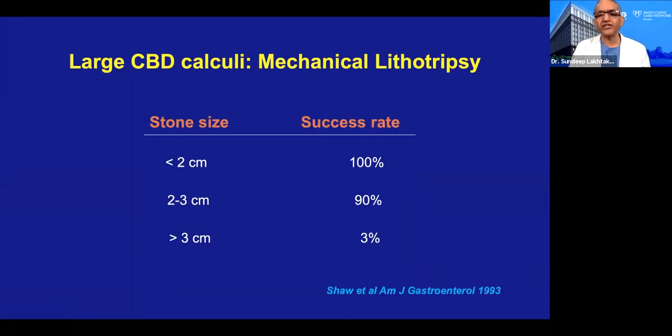So what's the success rate of mechanical lithotripsy? If the stone is less than 2 centimeters, the success rate can be as high as 100%. But as the stone becomes bigger in size, then the success drops. Above 3 centimeters, the success is so low because the stone is never trapped. This basket has a diameter of about 2.5 centimeters, so they can't catch a big stone, or if they do, they will catch it in a very eccentric manner, which will not be effective lithotripsy then.